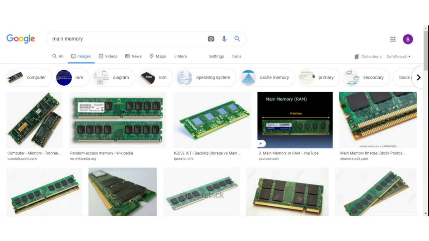the arithmetic logic unit. Arithmetic logic unit. So let me ask you, what do you understand by the term arithmetic?